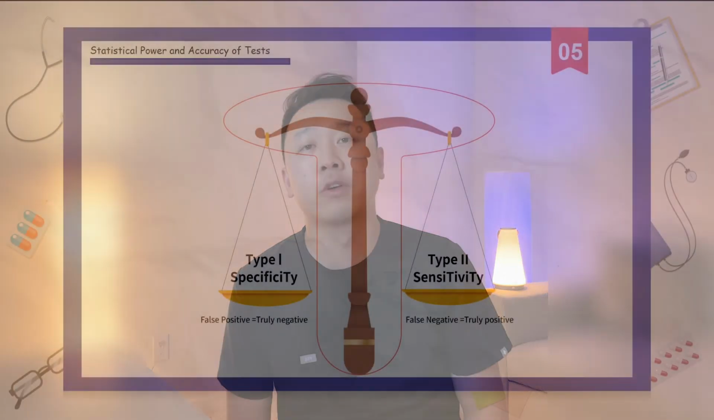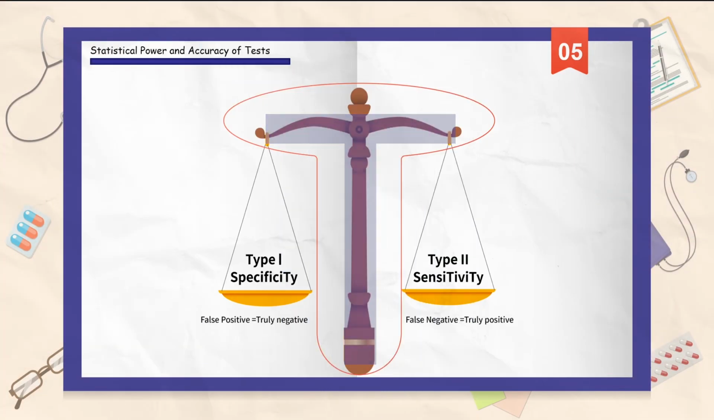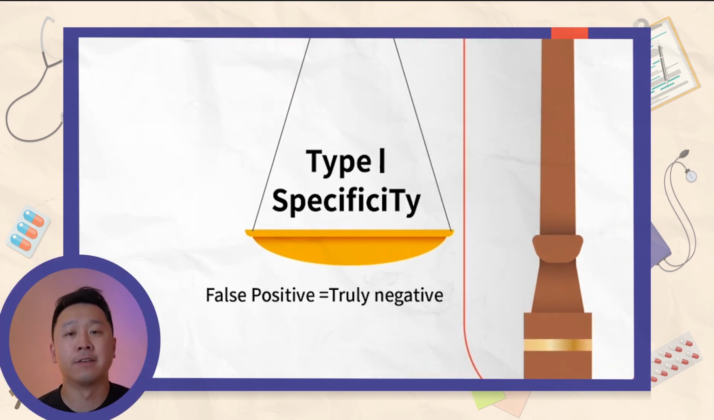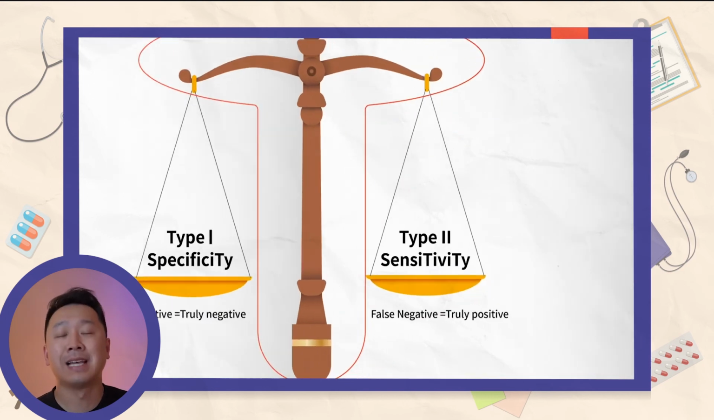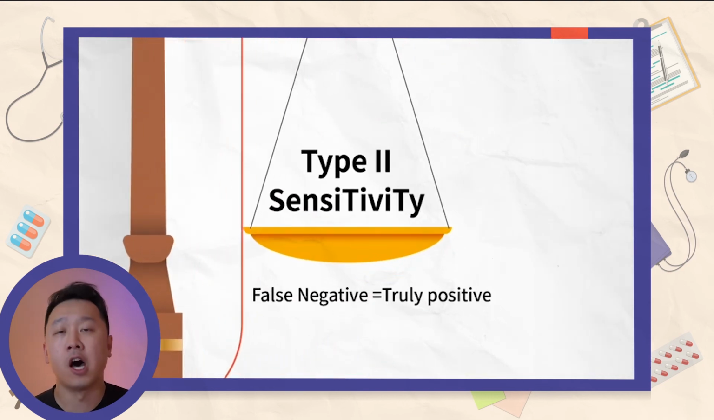We will utilize the scale as a graphical representation because the scale can be visualized as the letter T. The letter T is what we will use to bridge these 2 concepts. Type 1 error is a false positive, otherwise known as a true negative or specificity. The word specificity consists of 1 T, which coincides with type 1 error. Type 2 error is a false negative, otherwise known as a true positive or sensitivity. The word sensitivity consists of 2 T's, which coincides with a type 2 error.